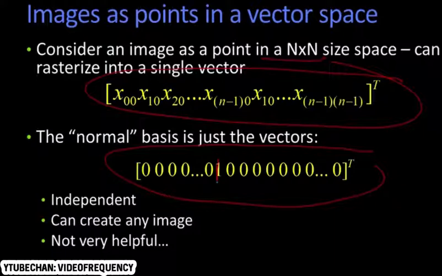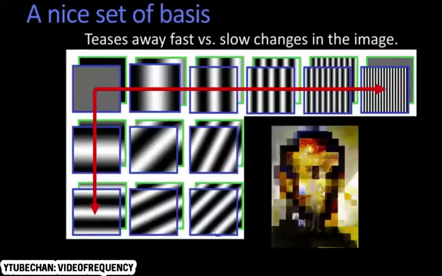But it's really not a very helpful basis set, because each one of these basis vectors is just a single pixel. So telling me about how it behaves with respect to a single pixel is not a particularly helpful basis set. Instead, we're going to look at a different kind of basis set.